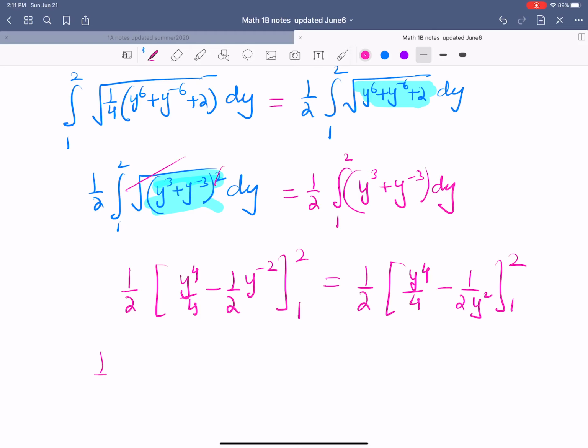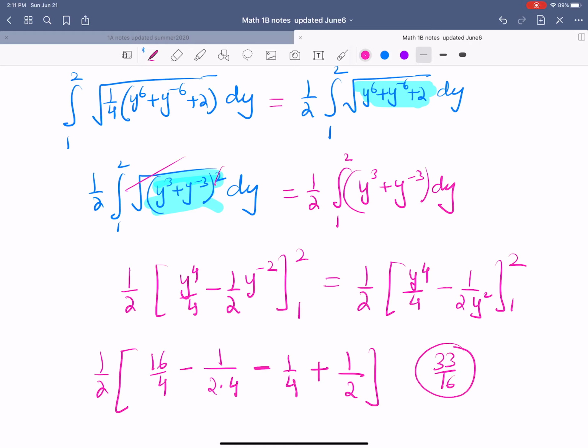Let's go ahead and plug the bounds in. 1/2 sticks around in the front. Y to the 4th is 2 to the 4th power. 2 to the 4th power is 16 over 4 minus 1 over 2 times 2 squared, which is 4, so minus 1/4, plus, because I'm going to distribute the minus in the second parentheses when I plug in the lower bound, it would be 1 over 2. Okay, combine, simplify the fractions. It's going to be 33 over 16.